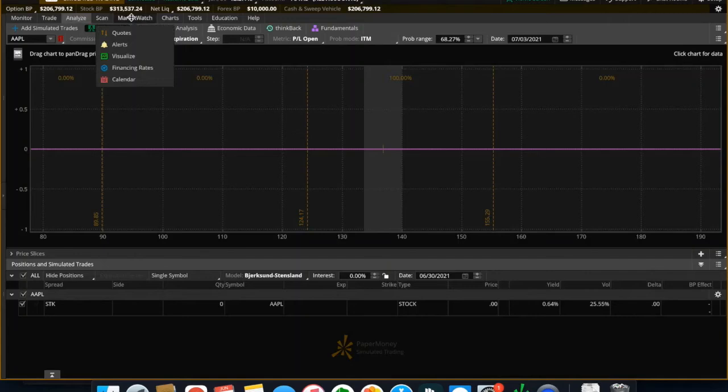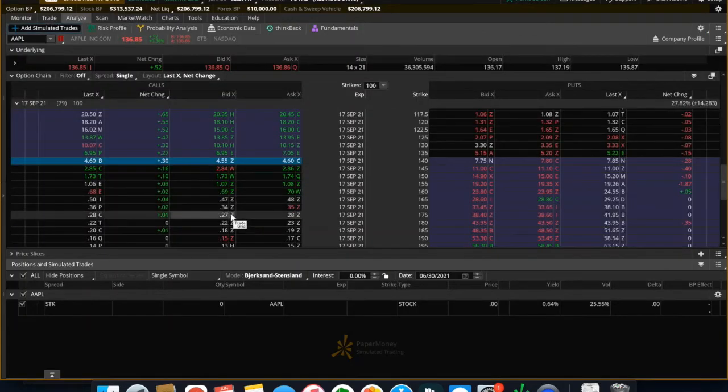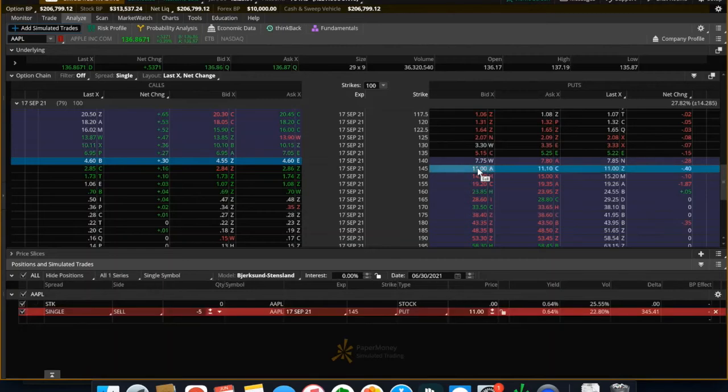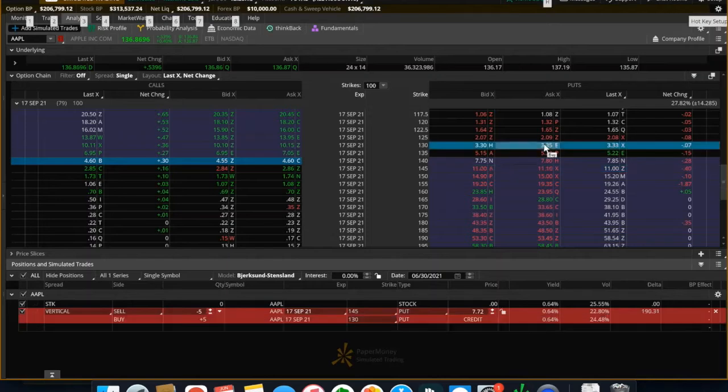And this particular one, let's say add simulated trade. We're going to construct something called a bull put spread. This is a credit spread, okay? And what we're going to do is sell the 145, so we're going to get a credit for that, but we're going to buy something cheaper, let's say the 130. We sold one for 11 something and bought one for a little less than 4. So we're going to actually get a credit of the difference between those two, 772.